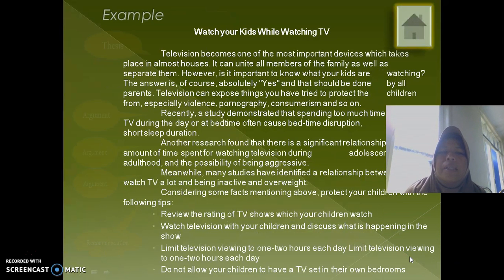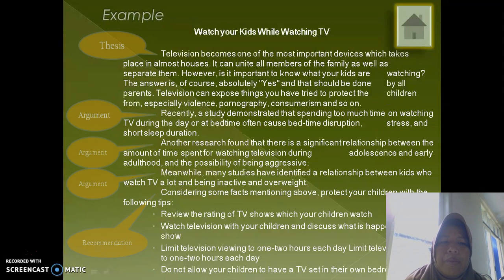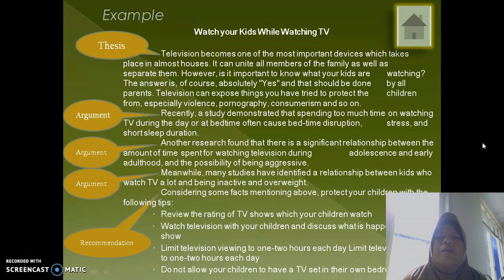Now take a look at the example here. The title is Watch Your Kids While Watching TV. Here we have the thesis. The thesis here is television becomes one of the most important devices which takes place in almost all houses. It can unite all members of the family as well as separate them.